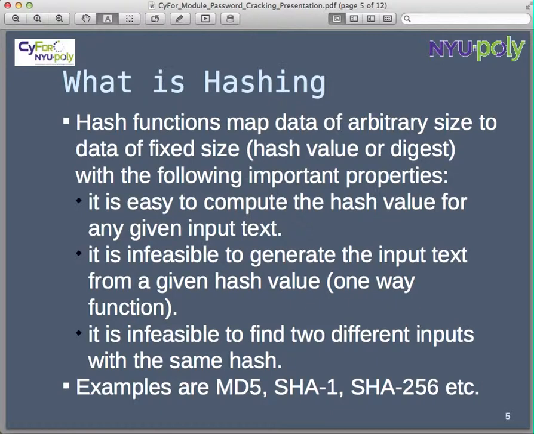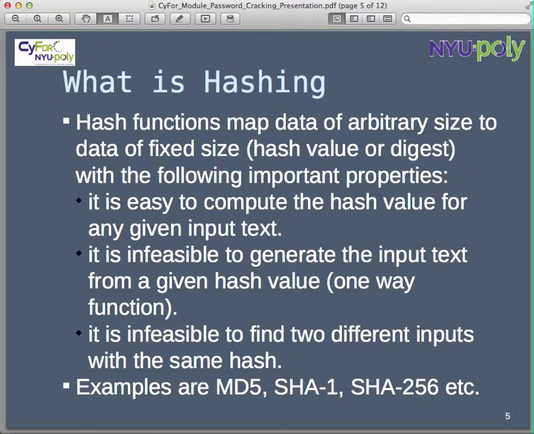Also, it's important that no two different inputs should be able to produce the same hash value. If this happens, this is known as collision, and this is considered to be a very serious weakness in any hashing algorithm. Also, it is important that for any small change in the input value, the resulting hash values should be very different. So it should not be possible for somebody to take hash values, compare them, and draw conclusions about the relationship or the differences between the input values.